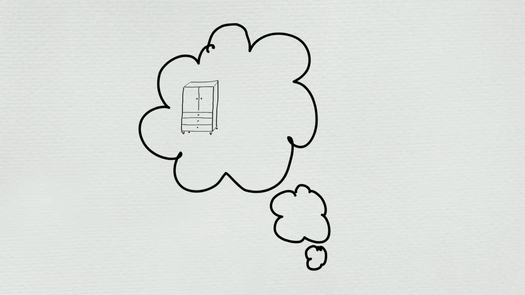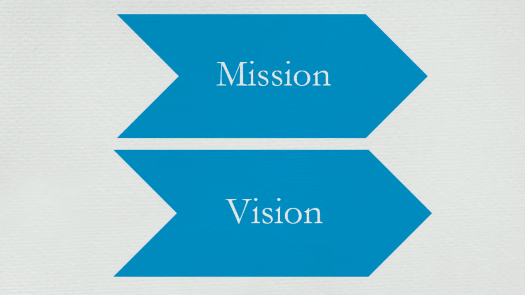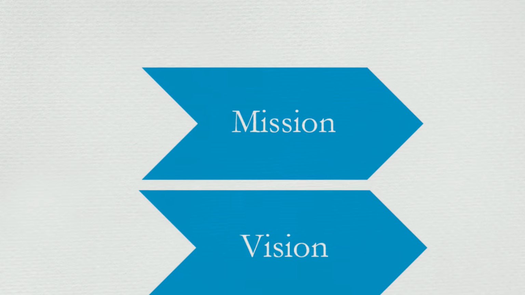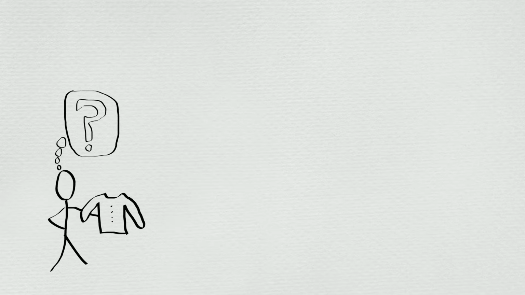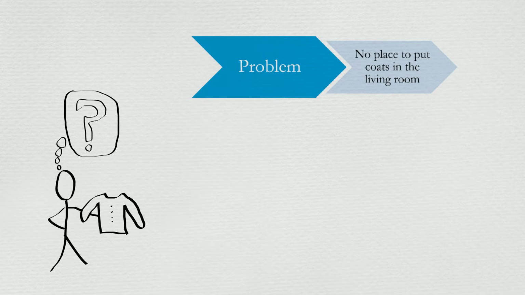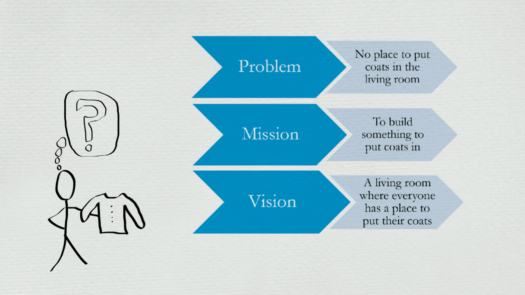Whether building a wardrobe or addressing world hunger, a theory of change helps a nonprofit better understand what it is trying to achieve. The ultimate goal a nonprofit is trying to achieve is described in its mission and vision statements. These statements guide all the work that a nonprofit does. Let's pretend the person in the story was a nonprofit. In our story, the nonprofit sees a big problem. There's no place to put coats in the living room. Their mission is to build something to put coats in. Their vision is a living room where everyone has a place to put their coats.